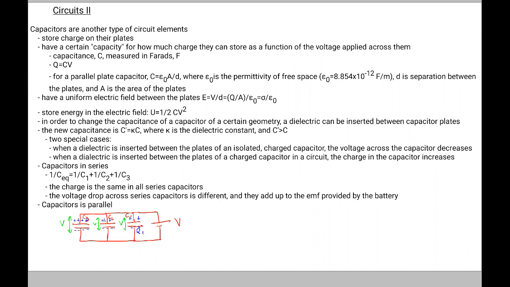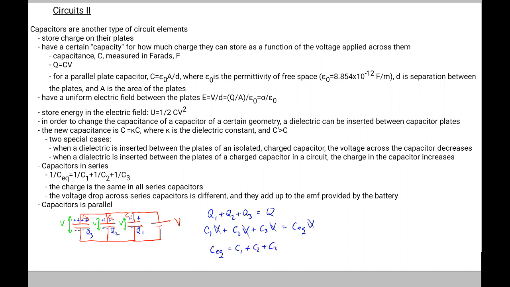We have charge Q1 here, charge Q2 there, charge Q3 over here. But the sum of all these charges has to be what the battery gave off in the first place. So we can say that Q1 plus Q2 plus Q3 is equal to the charge that the battery gave. But we can substitute Q as CV, so then we have C1V plus C2V plus C3V is equal to the equivalent capacitance times V. Dividing through by V, we end up with C equivalent in parallel is C1 plus C2 plus C3.